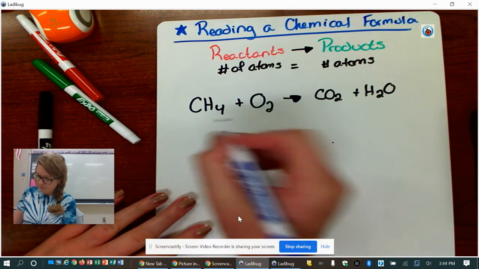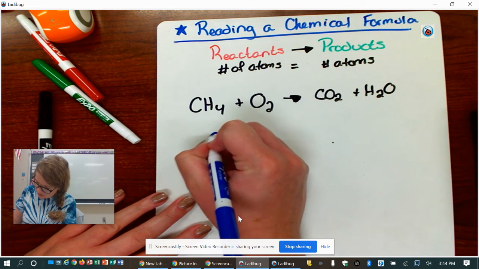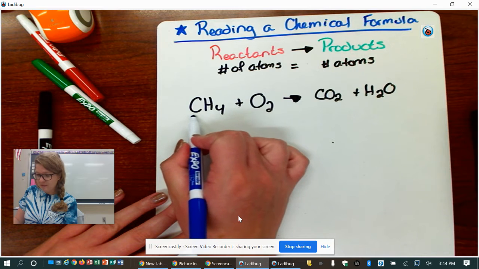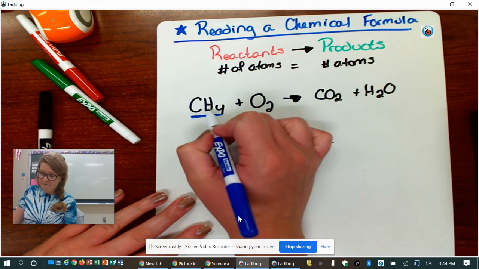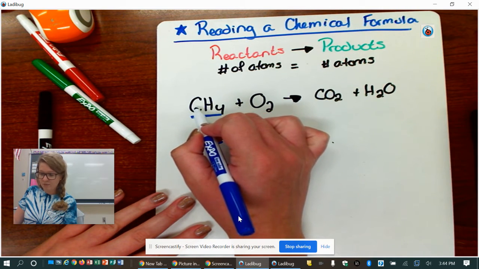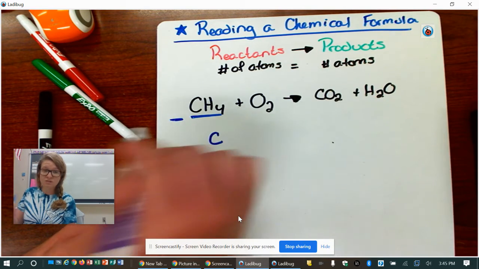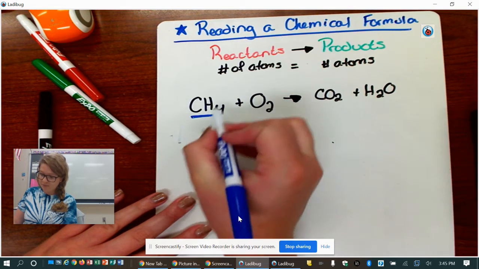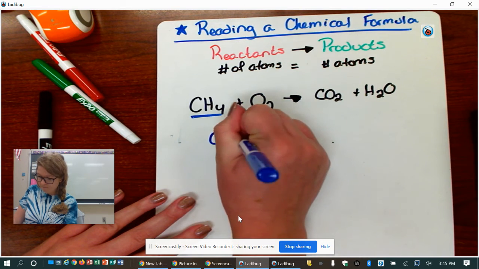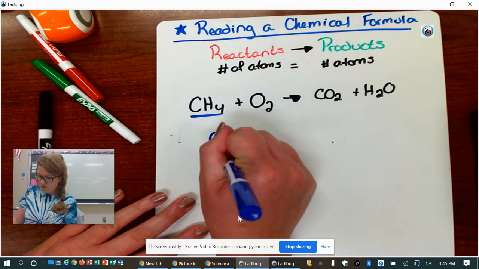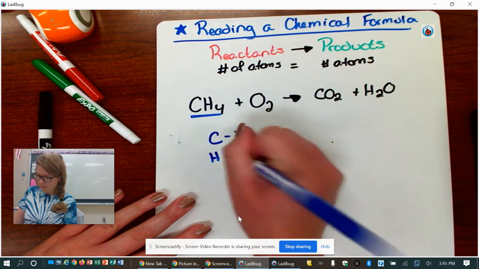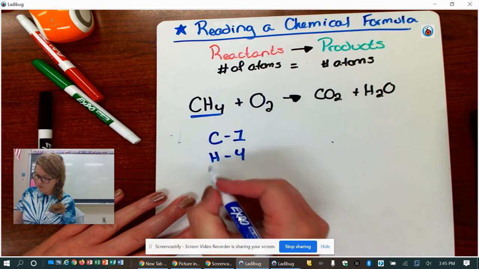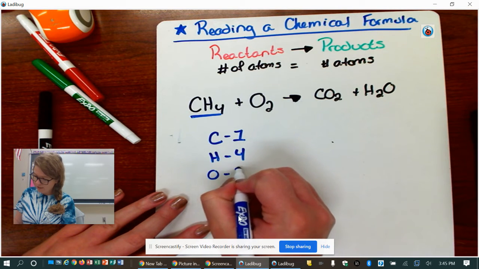So let's count. Let's go to my first molecule, CH4. This is telling me that I have 4 hydrogens bonded to 1 carbon. There's no coefficient in front of it, so I'm assuming I just have 1 molecule of it, okay? So in this molecule, I have 1 carbon, and for hydrogen, I have 4 of them. I also have O2, so I have 2 oxygens.